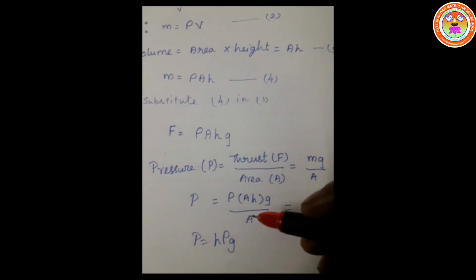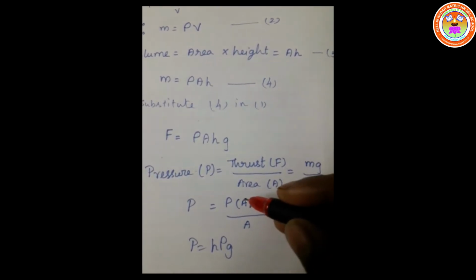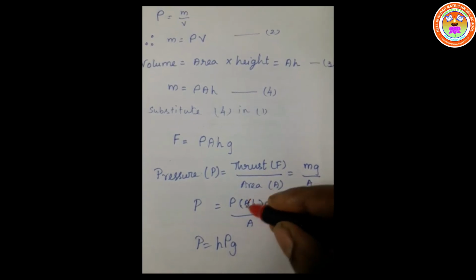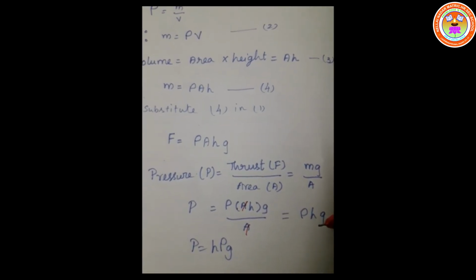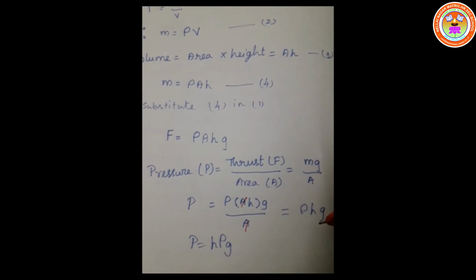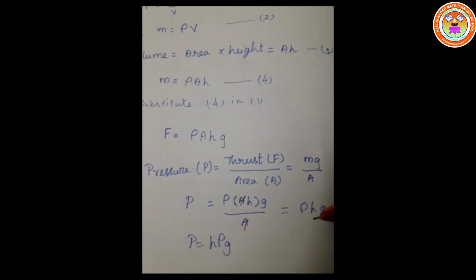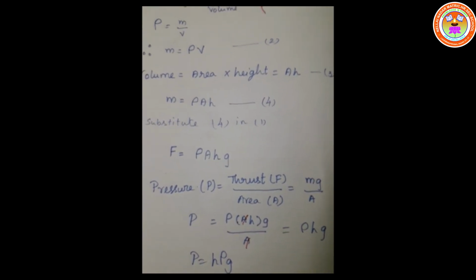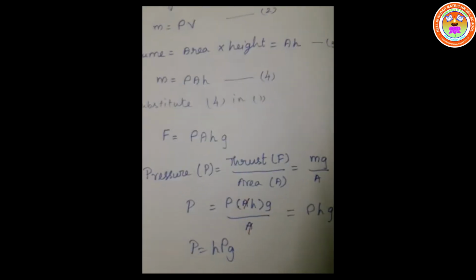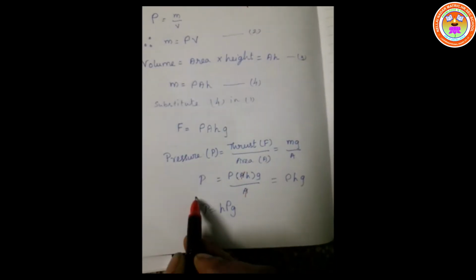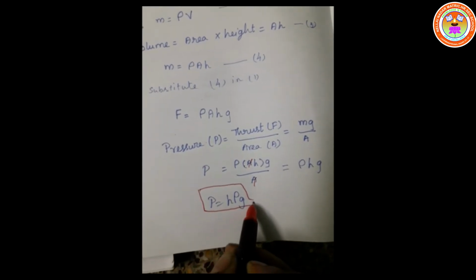What will happen here? Area is in the numerator and denominator, so we can cancel it. After cancelling, we get the pressure formula, which is rho h g. Once again, rho is density, h is height, and g is acceleration due to gravity. So finally we concluded the formula for the pressure in a liquid column.